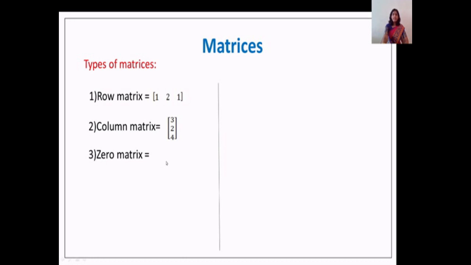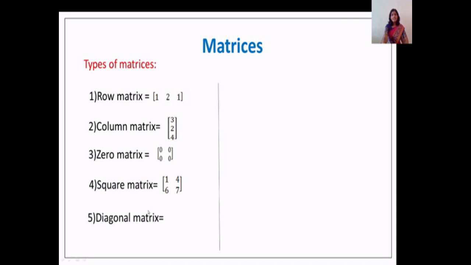Then zero matrix. What is a zero matrix? In a zero matrix, order doesn't matter. The matrix which contains elements which are all 0 is called a zero matrix. Then next, square matrix. In a square matrix, order is important. That means the number of rows and the number of columns are the same. That matrix is called a square matrix.